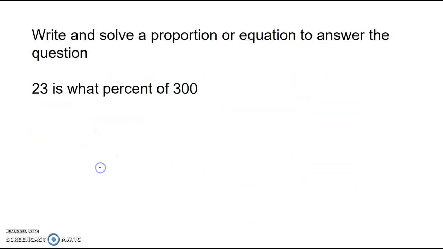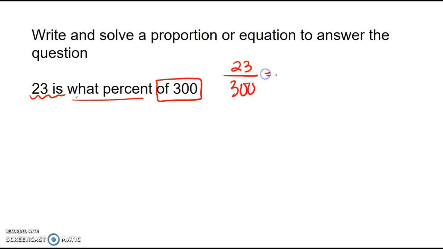Okay, our last section is writing a proportion or an equation to solve the question that's given. So it says 23 is what percent of 300? I'm actually going to set up a proportion for this one. So 23 is my part of 300 is my whole. I'm going to set that equal to x over 100 because I don't know what percent.